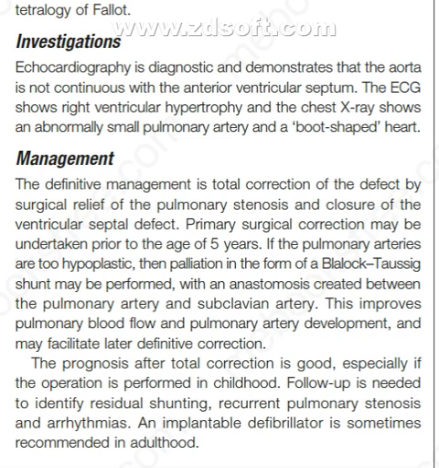Now, the management. The definitive management is total correction of the defect by surgical relief of the pulmonary stenosis and closure of the ventricular septal defect. Primary surgical correction may be undertaken prior to the age of 5 years. If the pulmonary arteries are too hypoplastic, then palliation in the form of a Blalock Taussig shunt may be performed with an anastomosis created between the pulmonary artery and subclavian artery. This improves pulmonary blood flow and pulmonary artery development and may facilitate later definitive correction.